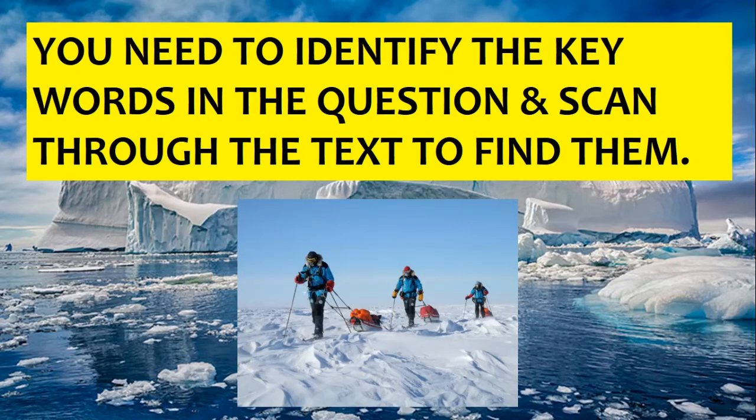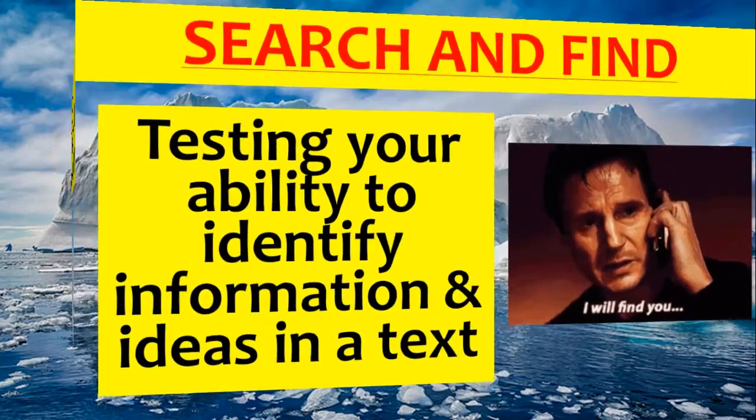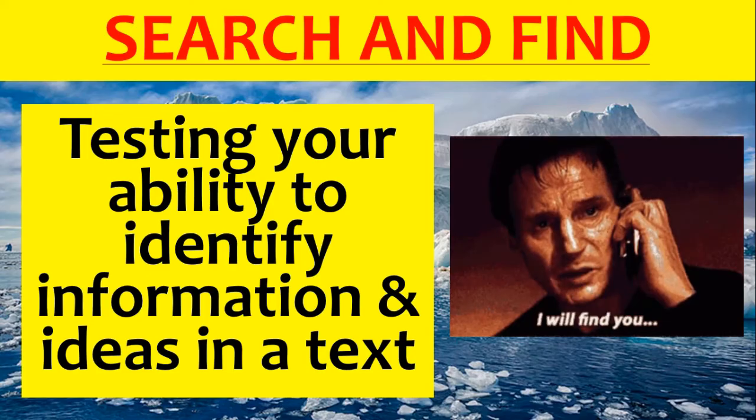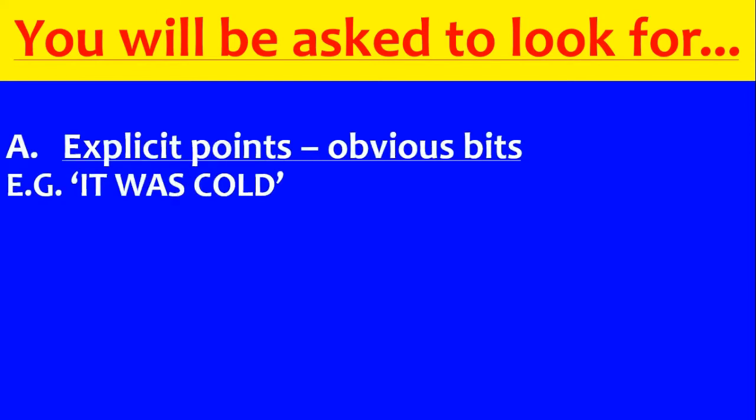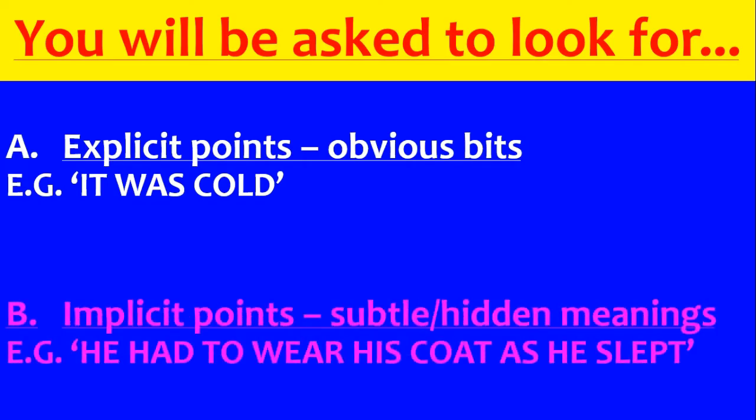You need to identify the keywords in the question and scan through the text to find them. Like I said, it's search and find, so it's testing your ability to identify information and ideas in the text. You'll be asked to look for explicit points, the obvious bit, for example, it was cold, and implicit points, the subtle hidden meaning, so I'm not just saying it was cold, I'm saying he had to wear his coat as he slept.